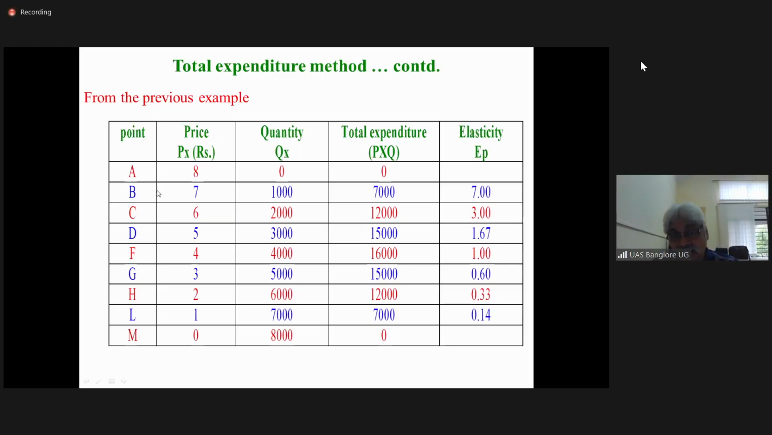Now, using this information, we can calculate the total expenditure. Price into quantity gives you the total expenditure. So 7 into 1000, 7000; 6 into 2000, 12,000; 5 into 3000, 15,000, and so on.